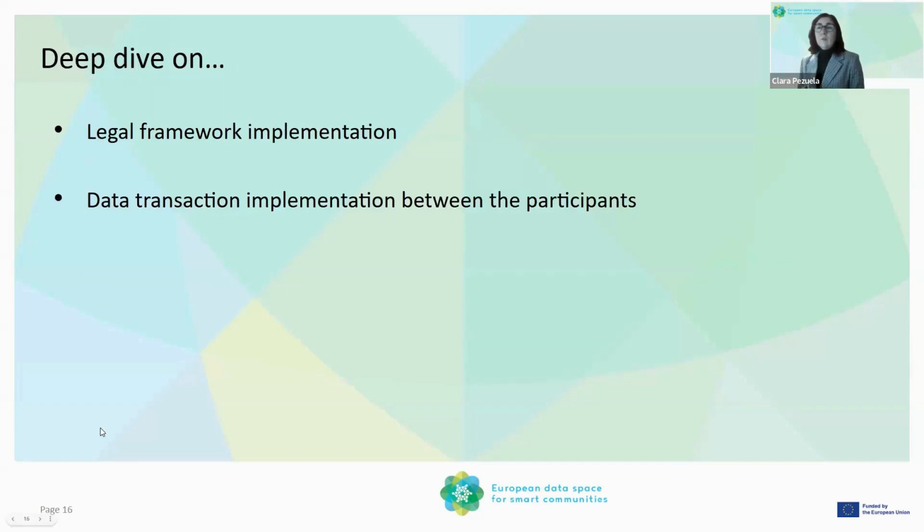Then, when you were asked where you would like to deep dive, you highlighted these two points. One is how to implement the current legal framework, and the other is how to implement the data transaction between the participants. So I have elaborated a little bit on these two points, and we will go through them now.